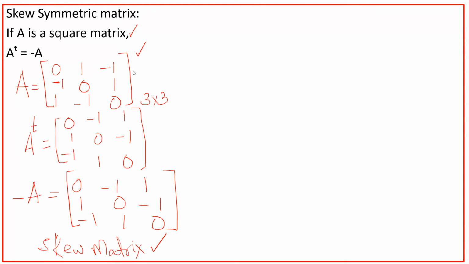Right, first condition is you have to see whether it is a square matrix. If it is not a square matrix, you should not go ahead. But if it is a square matrix, then you have to go to the second condition, and the second condition is A transpose. So two things you have to do here. First you have to make the A transpose, then whatever the A matrix is, change the sign of each element, and then you have to see whether these two are equal or not. If these are same, it means it is a skew matrix.